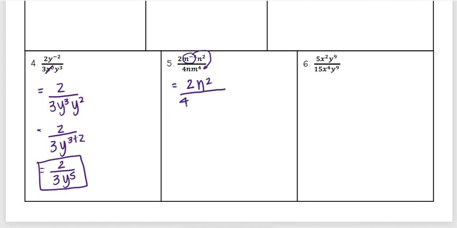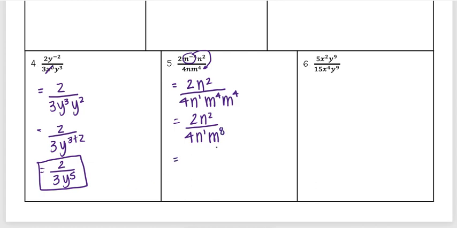And then on the bottom I have 4, and I'm going to go ahead and put that to the first power, just so I remember that that's there. And then m to the 4th, and then another m to the 4th. Okay, and then I can go ahead and combine those with my product property. So m to the 4th times m to the 4th, I'm just going to go ahead and add those exponents. So 4 plus 4, I get 8.